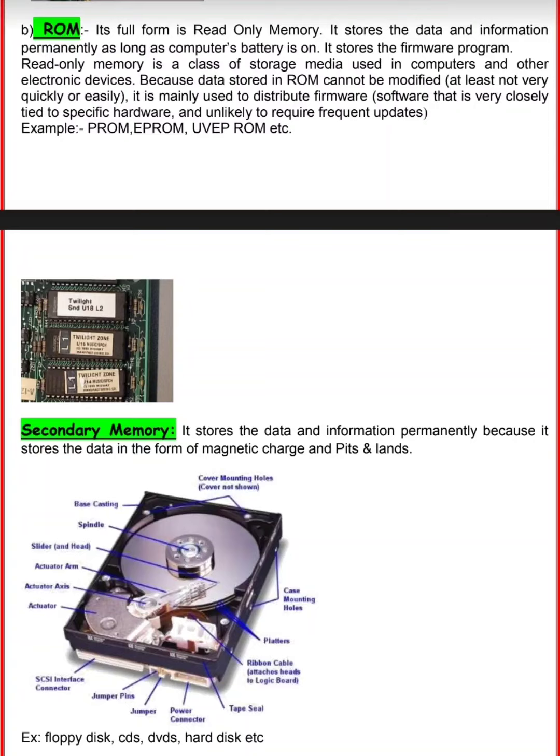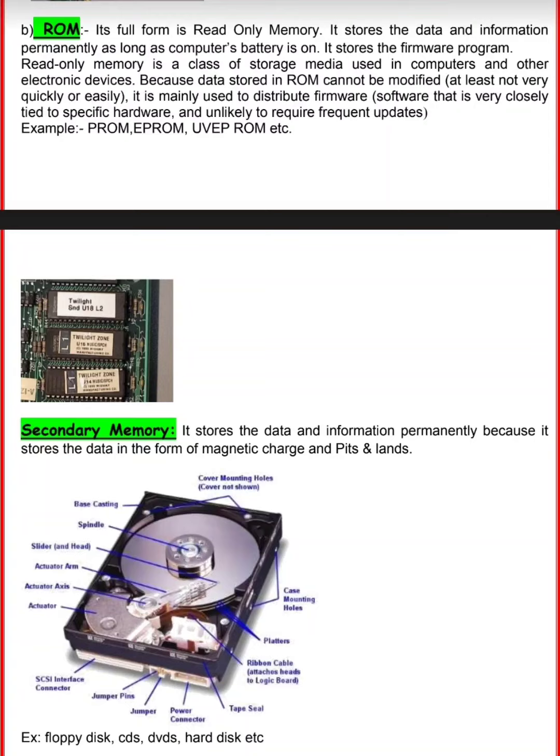frequent updates. Example: PROM, EPROM, UVEPROM, etc. Secondary memory. It stores the data and information permanently because it stores the data in the form of magnetic charge and bits and lands. Example: floppy disks, CDs, DVDs, hard disks are the secondary memory.